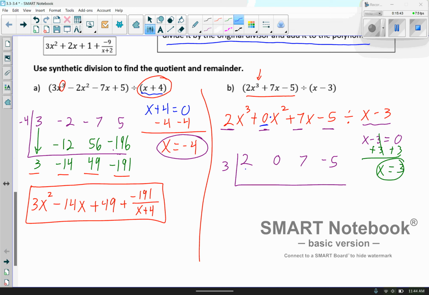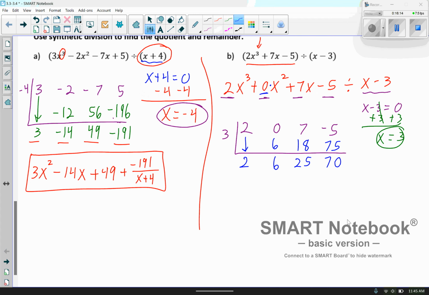And so we'll go ahead and drop the first number. And then you do your process. 2 times 3 is 6, and then we're going to put it in the next column. And then combine those. So 0 plus 6 is 6. 6 times 3 is 18. Once again, we'll combine those. We'll add those together. That's 25. 25 times 3 is 75. Then we add those together. That gives me a 70 as my remainder.